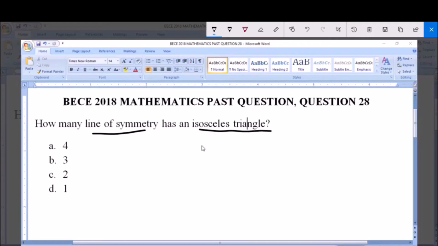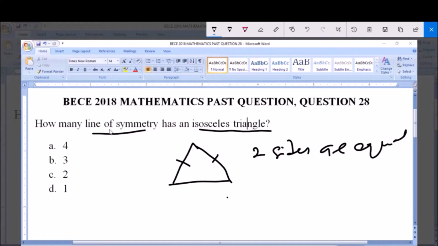Now, like we know, we have various types of triangle, and this isosceles triangle is simply a type of triangle in which two sides are equal. That is, two sides of this triangle is equal. That is, here and here are equal. So for an isosceles triangle, two sides are equal.